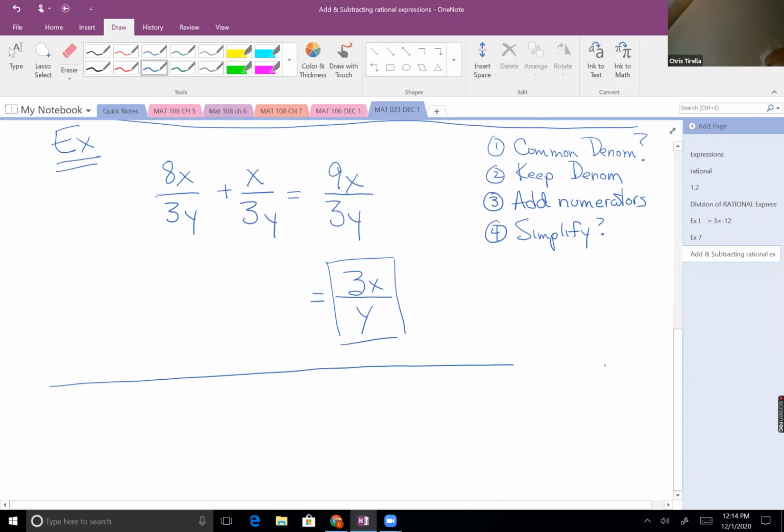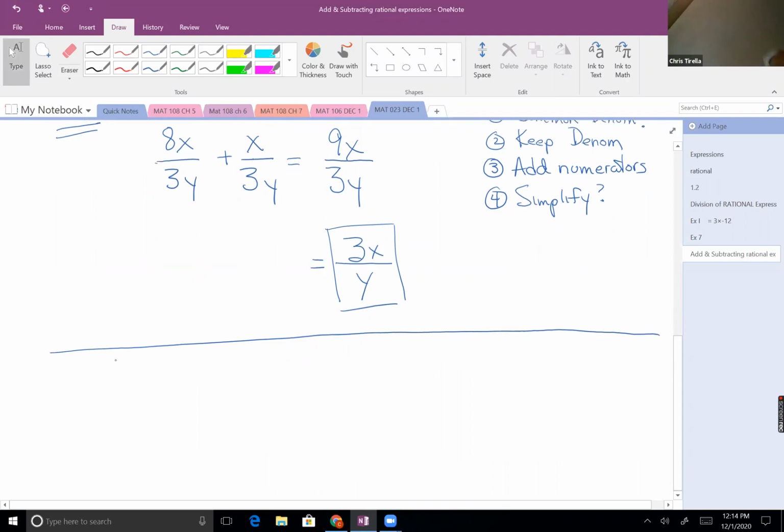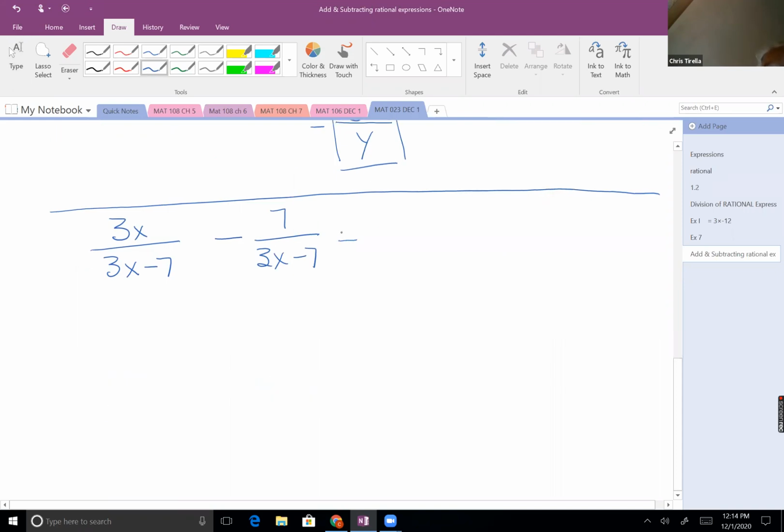That one all right with everybody? Yep. So let's look at some more. Let's look at 3x over 3x minus 7 minus 7 over 3x minus 7. And they've got the same denominator. So that's going to be the initial denominator of my difference. This is subtraction. So my numerator will be the difference, 3x minus 7.